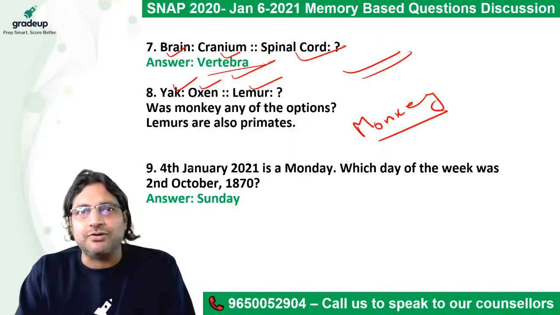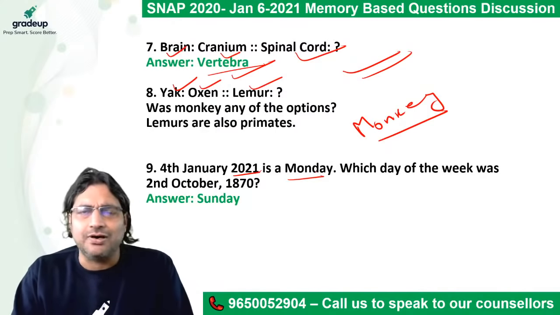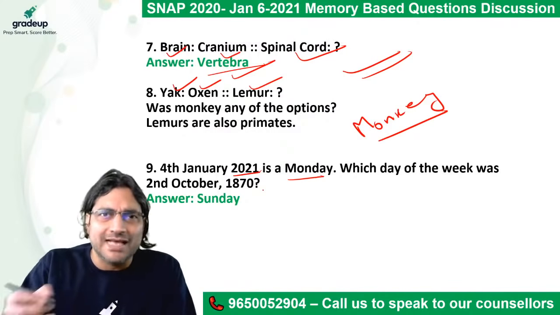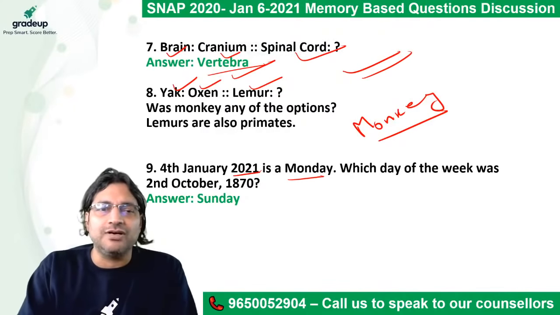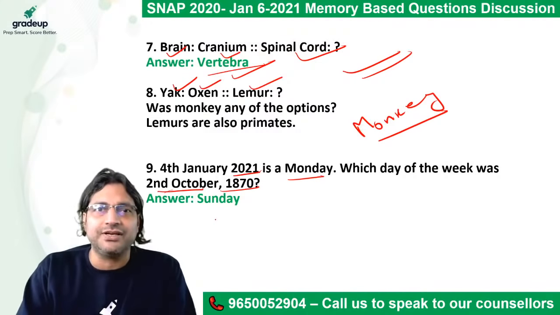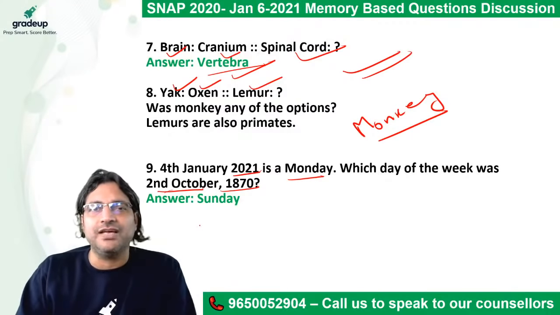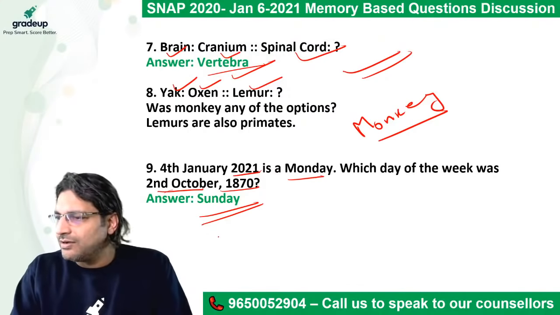Similarly, there was a question: 4th of January 2021 is a Monday. I immediately thought that, okay, 4th of January 2021 was actually a Monday. So this was a usual calendar question. Which day of the week was 2nd October 1870? In other words, they wanted to know which day of the week was the first birth anniversary of Mahatma Gandhi, Bapu. It was a Sunday, undoubtedly. Okay, all right.